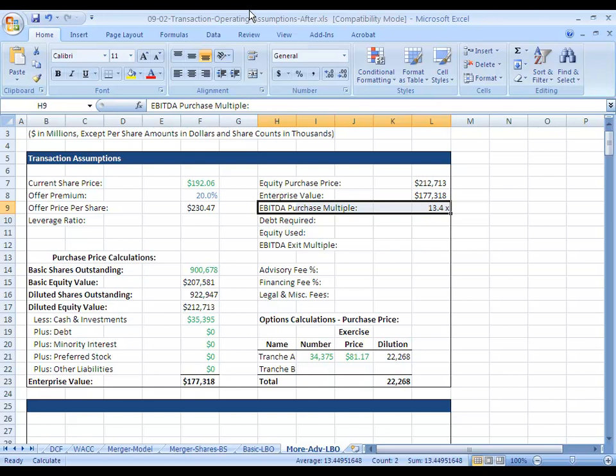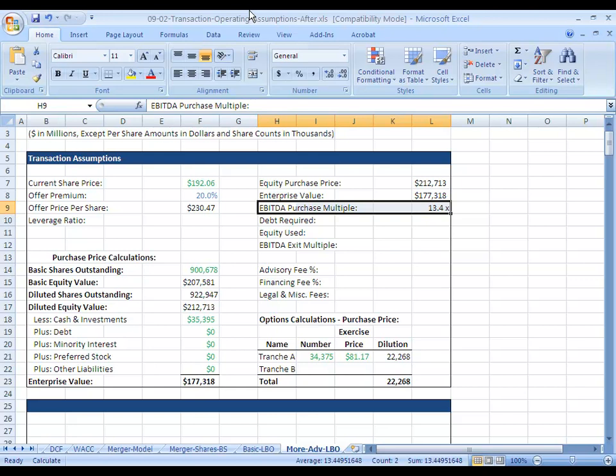So one way to think about it would be to look at this EBITDA purchase multiple and then to say, okay, we're paying 13 times EBITDA for the company. Of that 13 times EBITDA, how much of that should be debt and how much of that should be equity? So should it be 10x equity and 3x debt? Should it be 6x equity and 7x debt? So that would be one way to think about this.